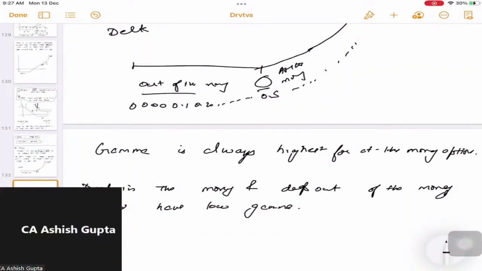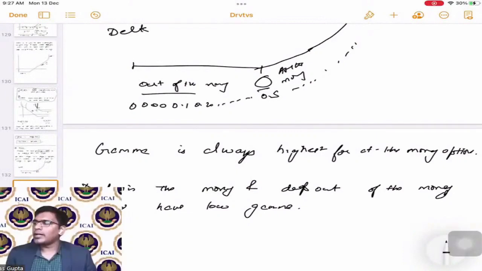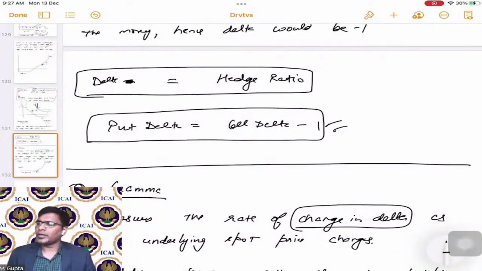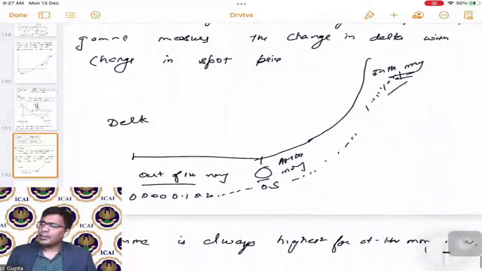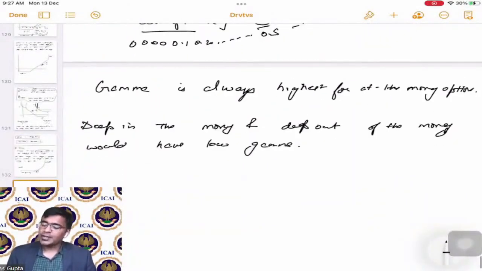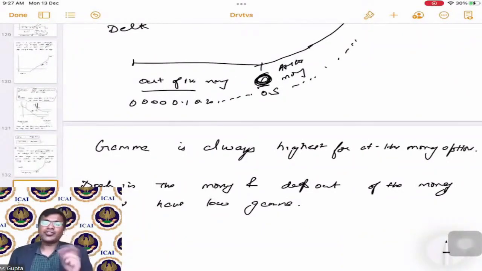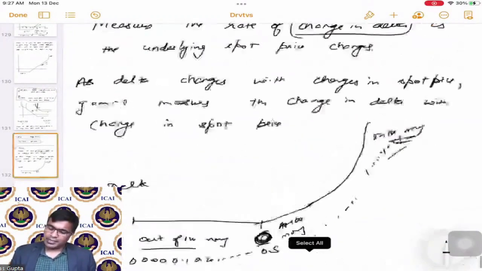Namita is asking, sir, we should say put delta is equal to call delta minus 1, as put option delta is negative. Yes, Namita, that is what we have also put. If you see, put delta is equal to call delta minus 1. This is the same formula. Okay. Ambika, gamma will be highest between 0 to 1, but it will be highest at the money. The rate of change in delta will be highest when it is at the money. Okay. So this completes gamma.